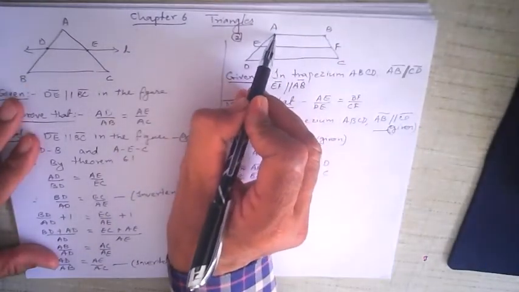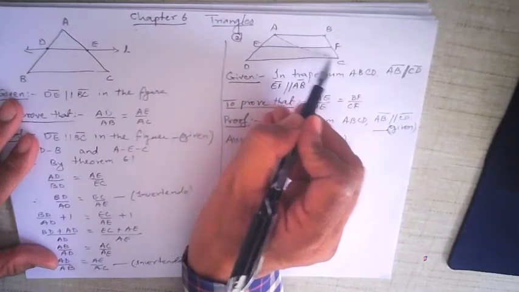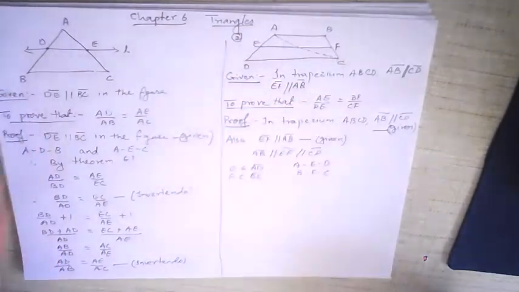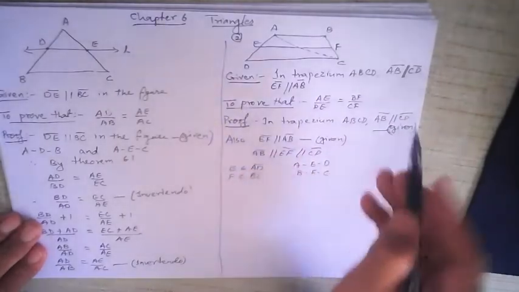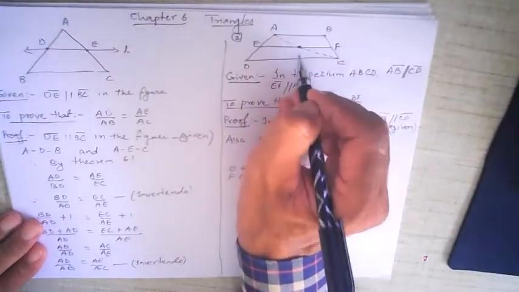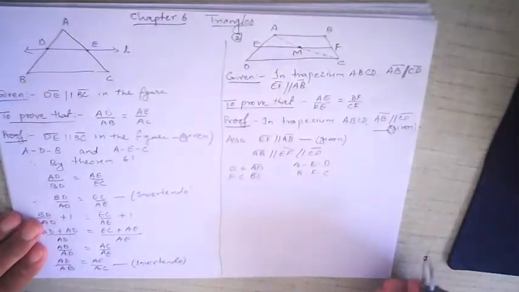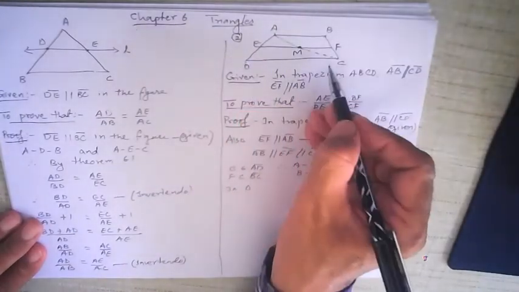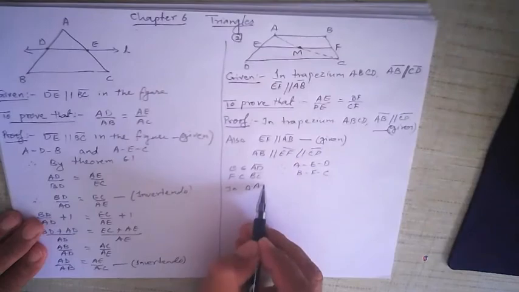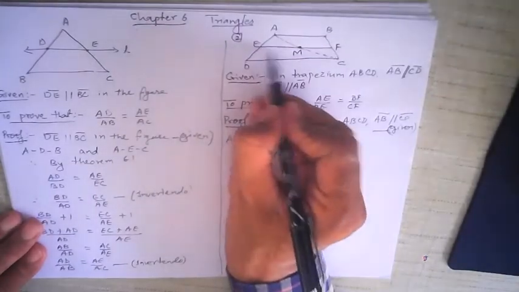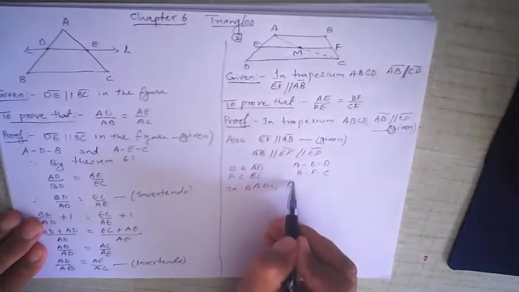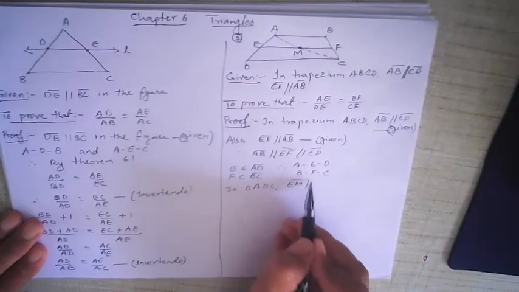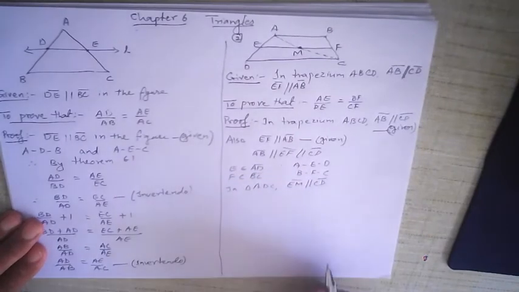Now, join these points. You see, I'm joining these points A and C. So I get triangle ABC. Let this point be point M. Now in triangle ADC, you can see EM will be parallel to CD. EM parallel to CD.